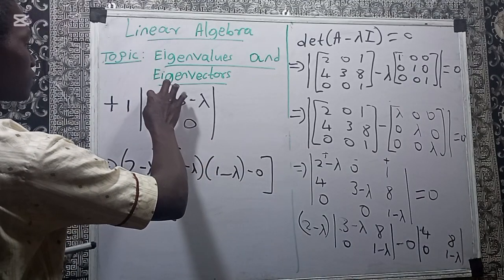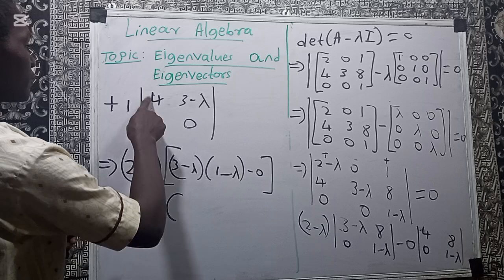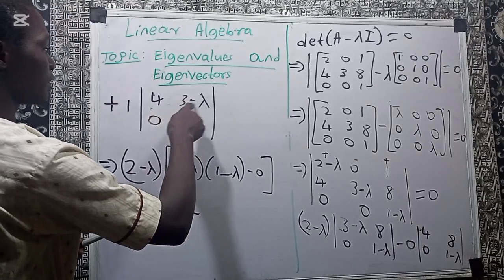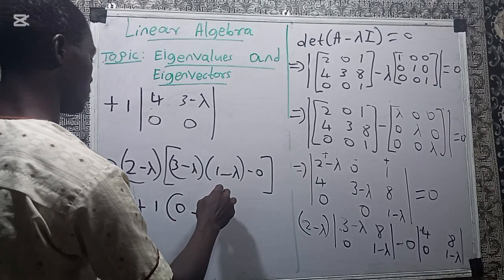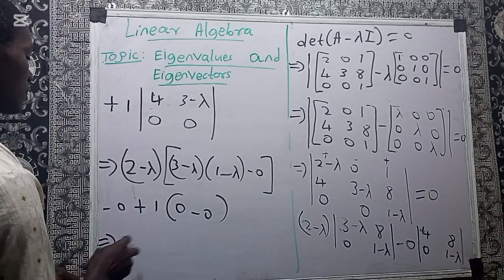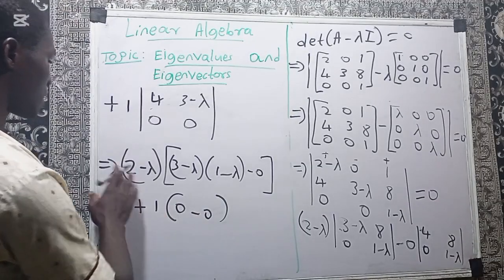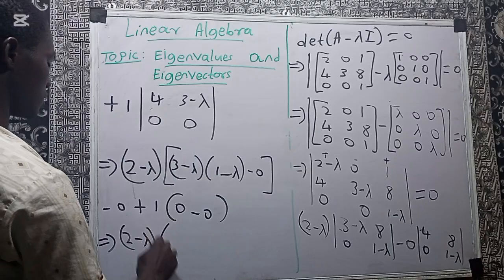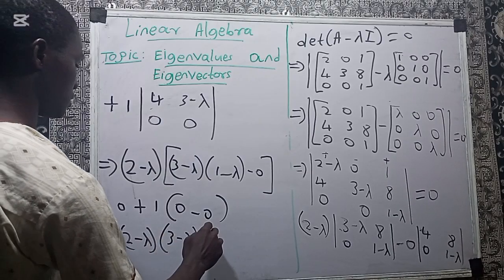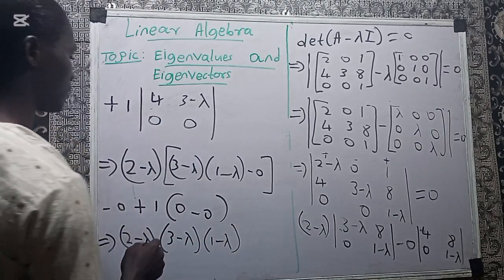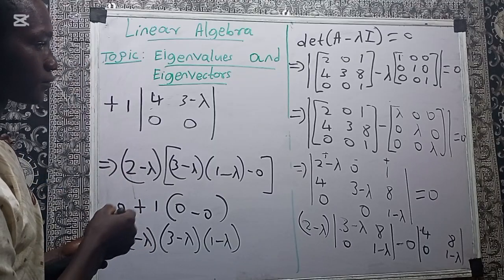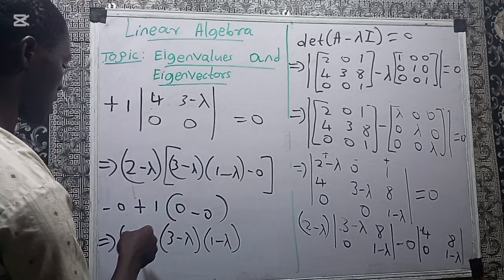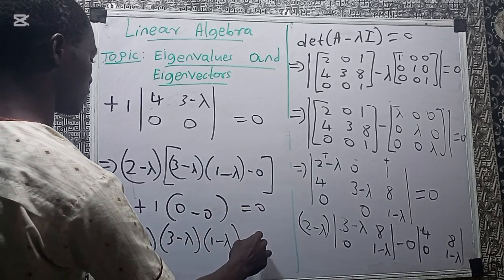This is a 2 by 2 matrix. To find the determinant, multiply the entries of the principal diagonal, 0 times 0 is 0. Subtract the product of the other diagonal, 0 multiplied by 3 minus lambda, which is 0. So these two quantities will be 0. We have the first quantity, which is 2 minus lambda times 3 minus lambda times 1 minus lambda. So this is what we have, and this result, we are supposed to equate to 0.